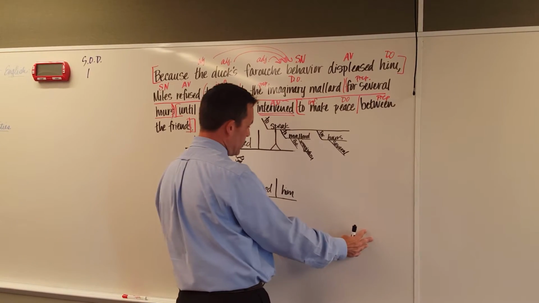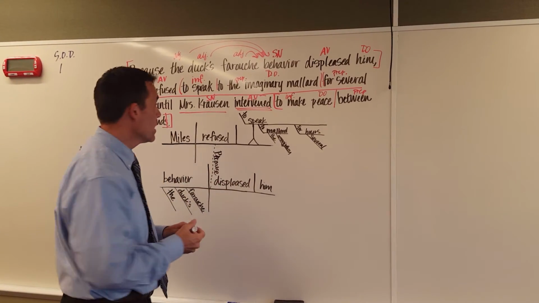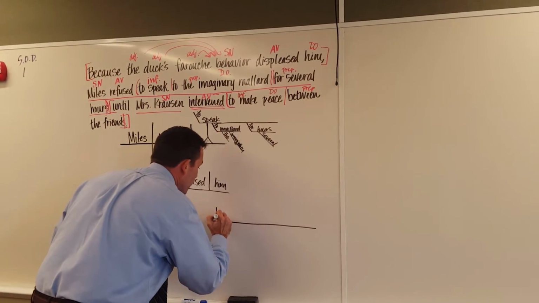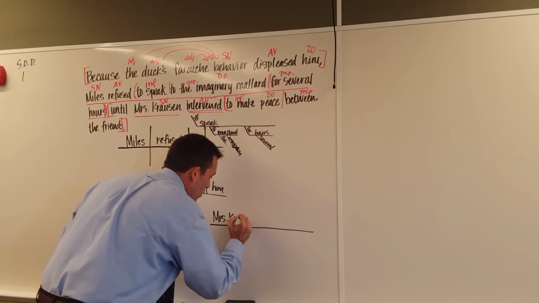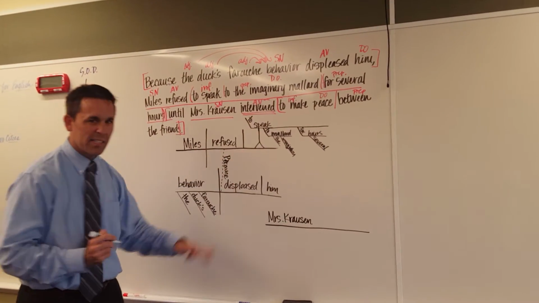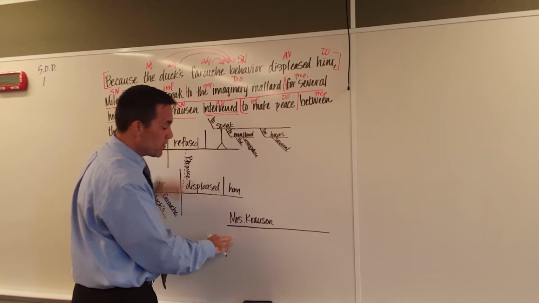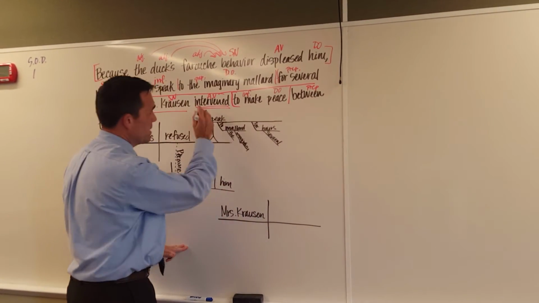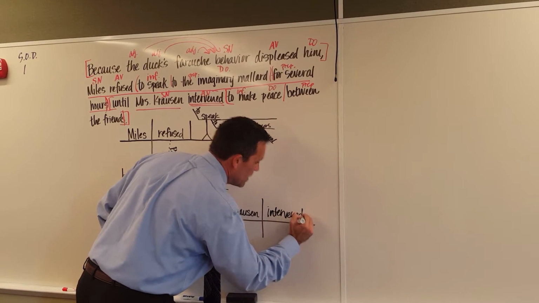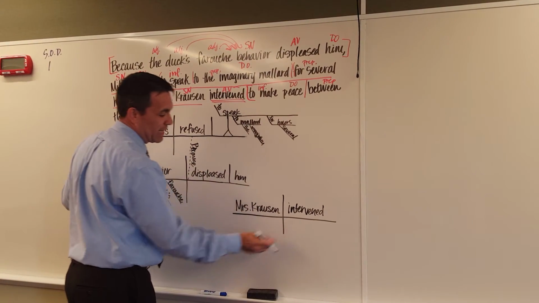So I'm going to offset this just a little bit in hopes that I can draw a straight line and not zigzag everywhere. So Mrs. Krausen is going to be way over here, only for that purpose. If I wanted to diagram this directly underneath, I could, but it's going to require a zigzag line, which I don't really like. I don't have any modifiers for Mrs. Krausen, so no need to worry about the space there. "Intervened" is my action verb. And "to make peace between the friends" is all going underneath the line here.